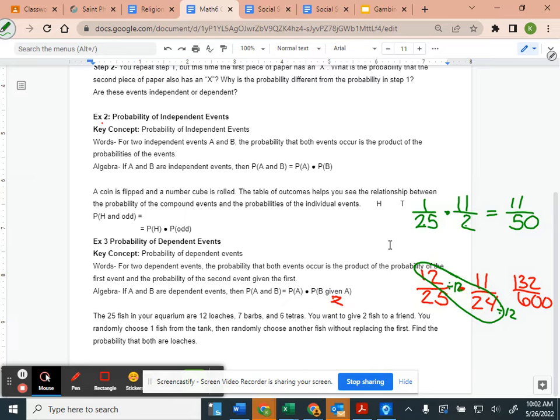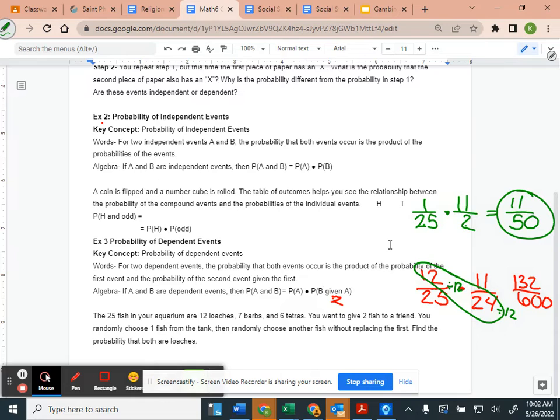So if I took 132 and I divided it by 12, I would get 11. 600 divided by 12, I would get 50. So that was simplifying made easy, because you want your final answer to be as simplified as you could get. I could look at 132 over 600 and say, oh, they're both even, I'm going to divide by 2. And then I would have to divide by 2. And then I would have to divide by 2. So it just makes it a little easier for that simplifying.